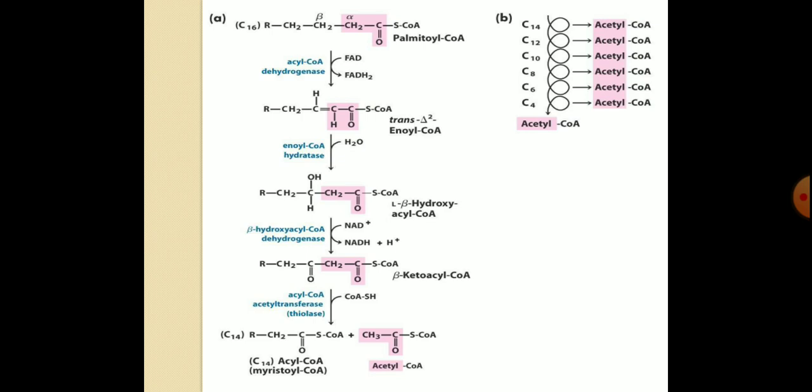In figure B, there is shifting of C16 carbon chain in first step to C14, and later on with the continuation of 7 cycles there is formation of 2 molecules of acetyl coenzyme A.